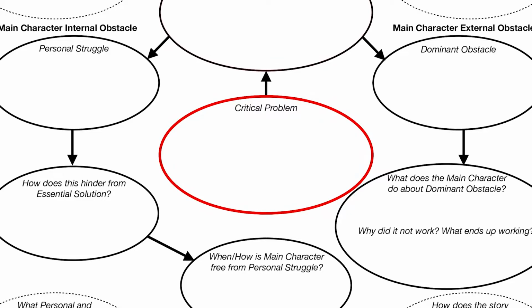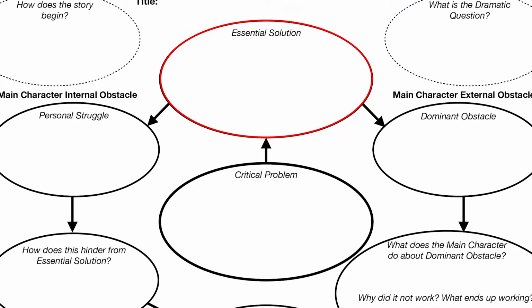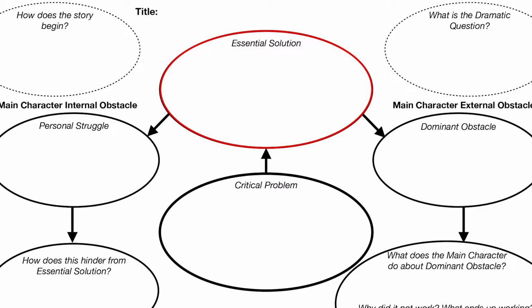And so obviously the next bubble would be the essential solution. These are just your two fundamental things that need to be understood. And I will go through with a couple of examples later on. All right, so after the essential solution, I branch off into two different subcategories. And these affect the essential solution because our story is trying to figure out how to get to the solution so that the critical problem can be solved and thus the resolution can come afterward.